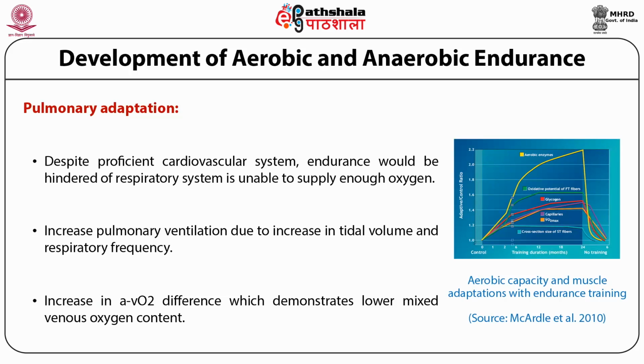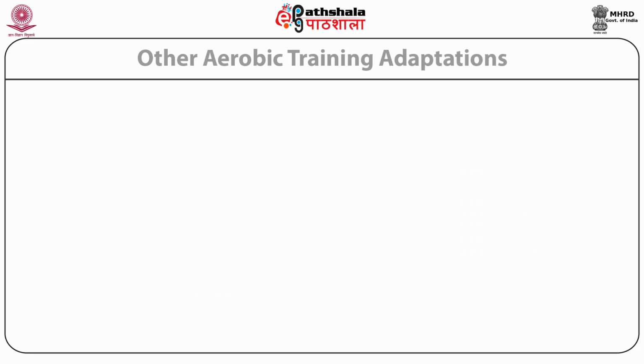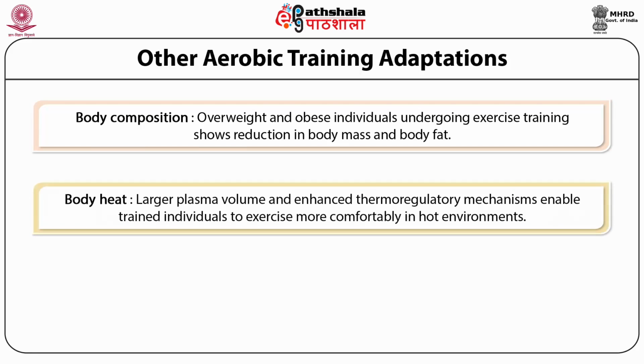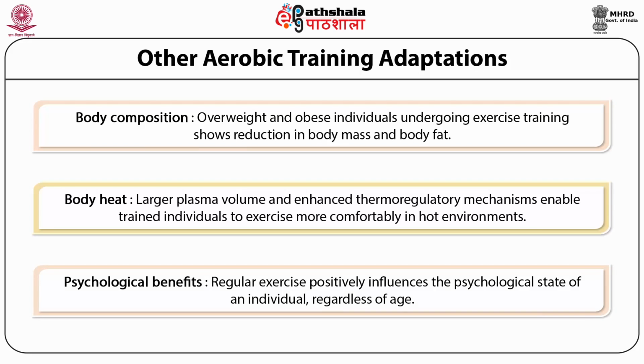The figure demonstrates the aerobic capacity and muscular adaptation with endurance training. Other aerobic training adaptations besides the above mentioned include physiological changes experienced by the trained athlete, and these are changes in the body composition, in the body heat and psychological benefits. That means overweight and obese individuals undergoing exercise training show reduction in body mass and body fat. The larger plasma volume and the enhanced thermoregulatory mechanism enable trained individuals to exercise more comfortably in a hot environment. This is because they dissipate heat faster than sedentary individuals. And the psychological benefits include that, regardless of age, the degree of potential benefit or adaptation achieved is often similar to that achieved with other therapeutic interventions.